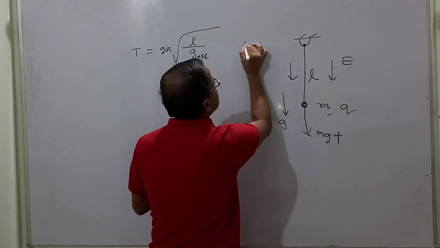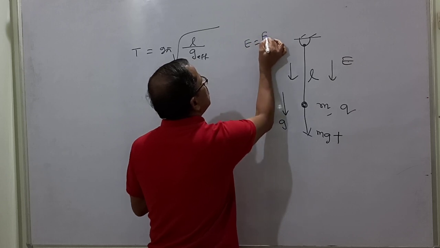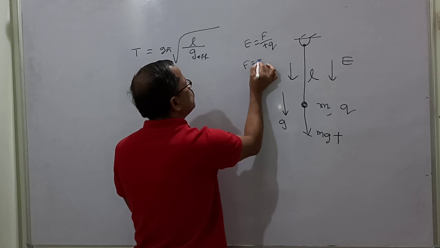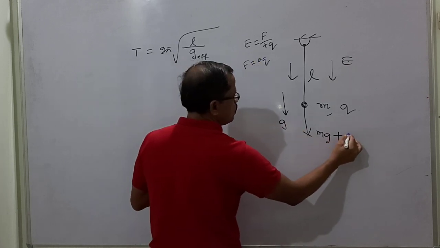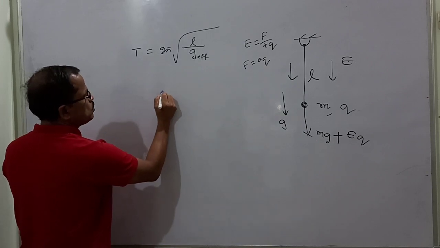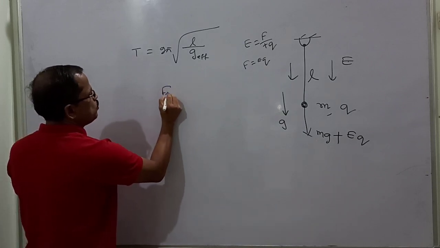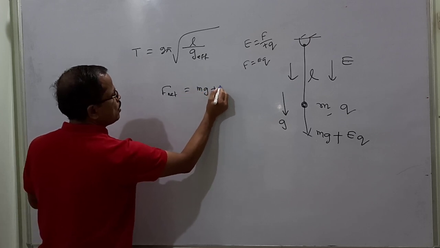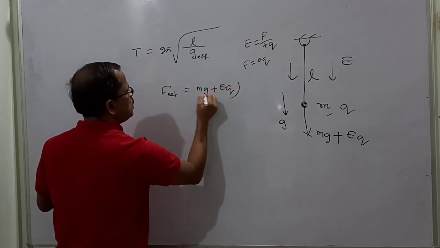Electric field is equal to F by Q, that is the definition. Then force is equal to EQ. What is the net force? The net force is equal to mg plus EQ. This is the net force.